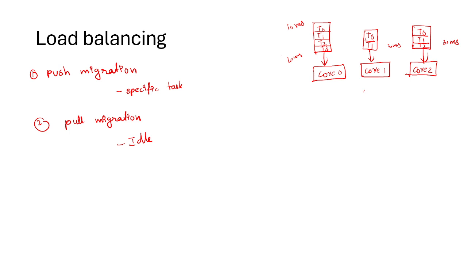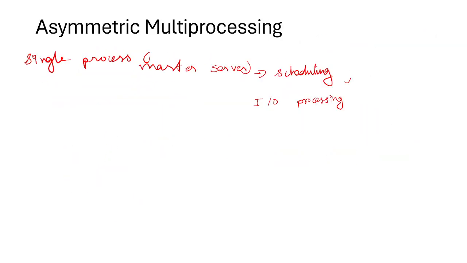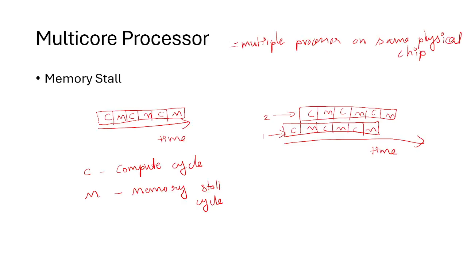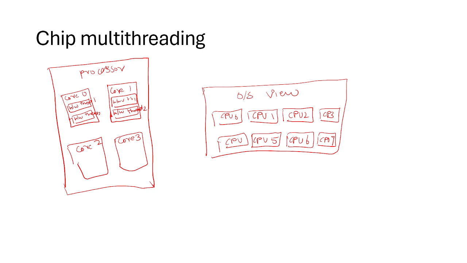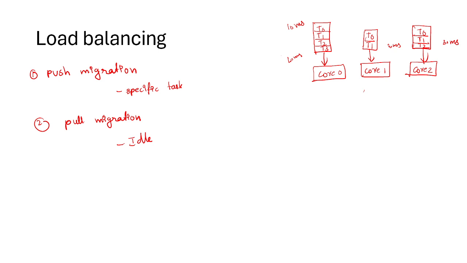Thank you. So today we have discussed what multiprocessor scheduling is, what the two types of multiprocessing are, what a multi-core processor is, why we need the multi-core processor, and what a memory stall is. From the processor point of view, how the multi-core system looks, and from the operating system point of view, how the multi-core processor system works. We also covered how we do the scheduling in multi-core processing and how we balance the load among the multi-core processors.